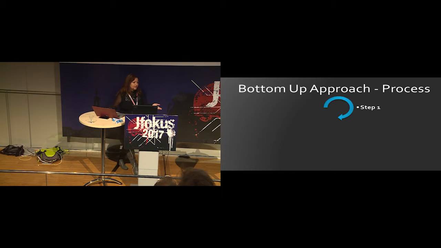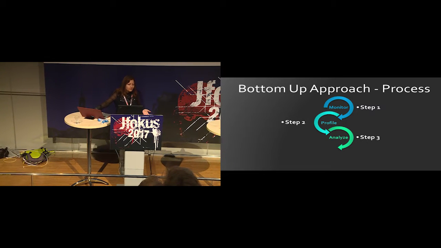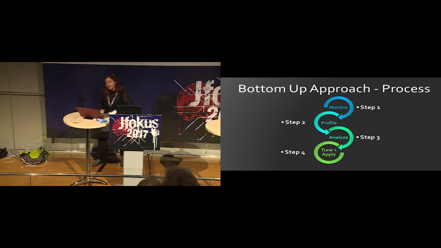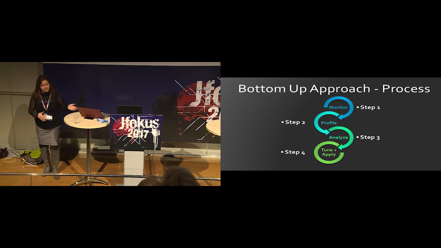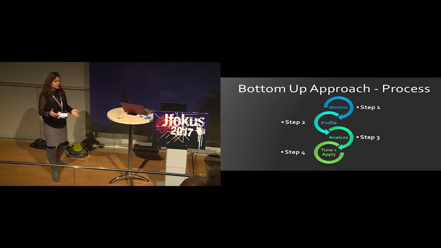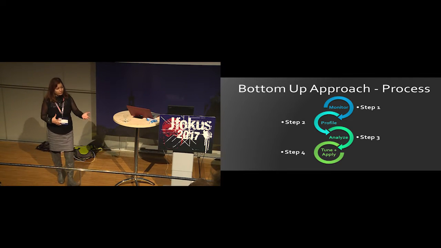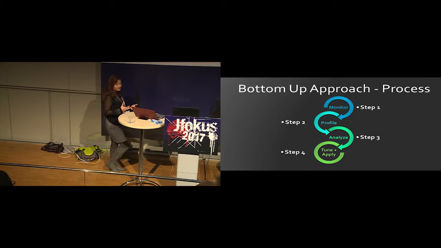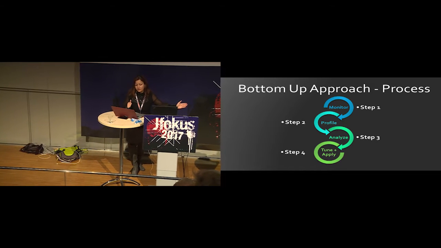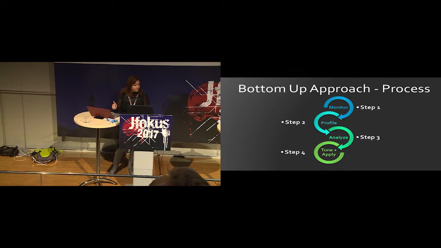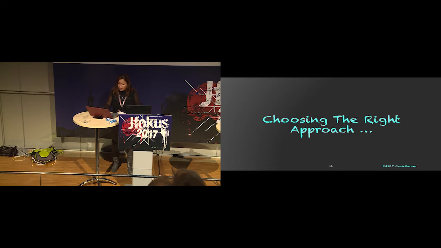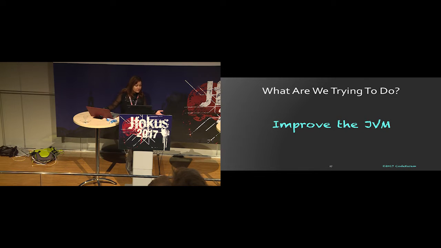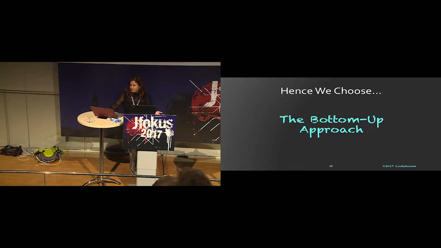So the approach is the same again. You monitor, you profile, you analyze, and tune and apply. So if I was still working for Oracle, I would have done the last step as well. But here, we're just going to stop at analysis to make sure that the performance is actually improved, because that job is complete and performance should have been significantly improved when we're comparing to JDK8, all right? So we'll stop at step 3. So choosing the right approach. Why do we choose bottom-up? Because we want to improve the platform. In this particular case, we want to improve the JVM locking performance. So that's what it says.